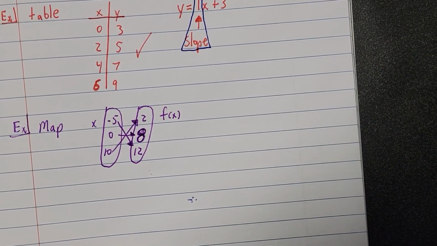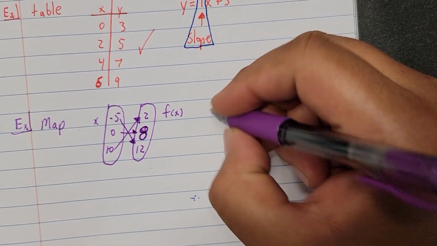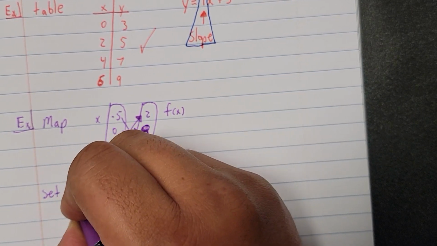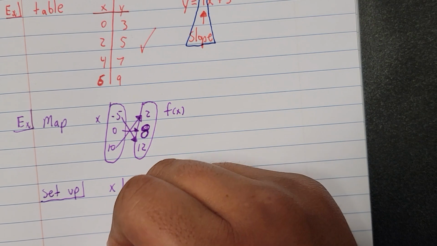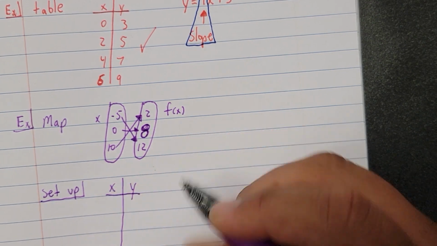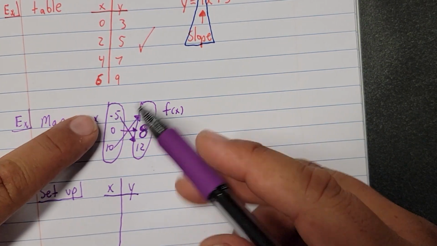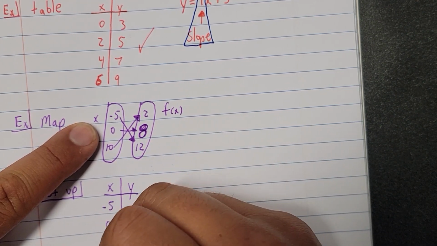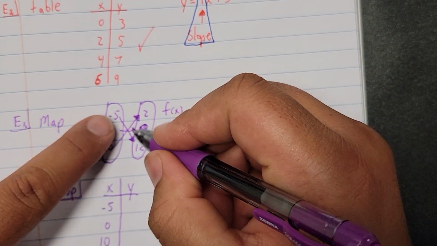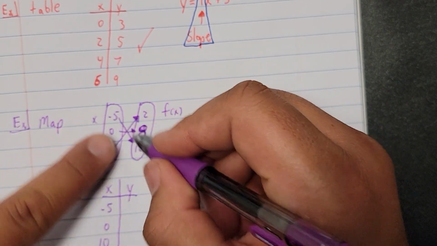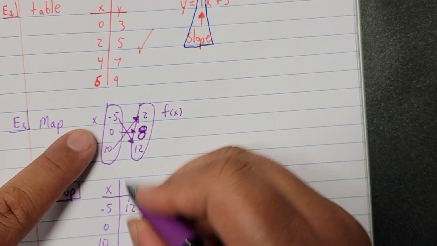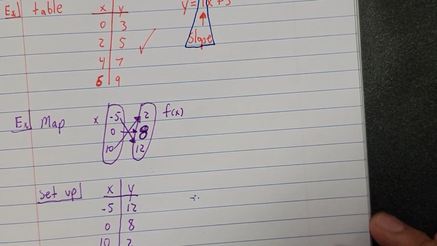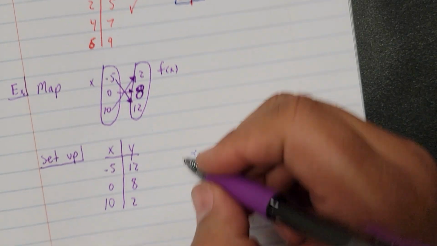All right. So last, guys, we have a map. So let's go ahead and do our setup. All right, we're going to have our x, y, like a table. So my x's, you want to start from the smallest x. So we have -5, and have 0, 10. And make sure that you put the right numbers wherever it's pointing. So the -5 is going to go to 12, the 0 is going to the 8, and the 10 is going to the 2. Okay, and now this is our setup.